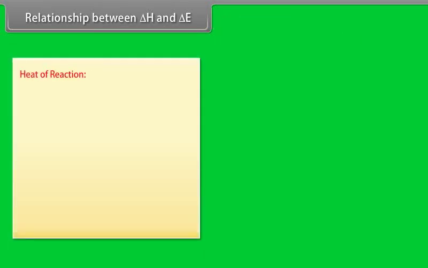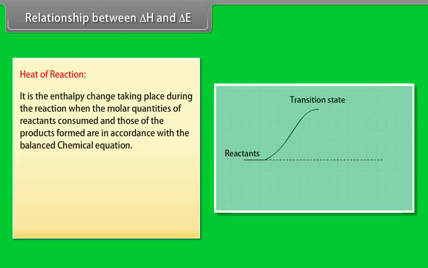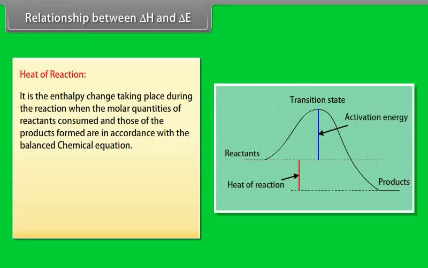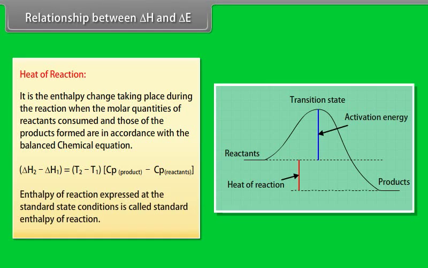Heat of reaction. It is the enthalpy change taking place during the reaction when the molar quantities of reactants consumed and those of the products formed are in accordance with the balanced chemical equation. Delta H2 minus delta H1 equals T2 minus T1 multiplied by Cp of products minus Cp of reactants. Enthalpy of reaction expressed at the standard state conditions is called standard enthalpy of reaction.